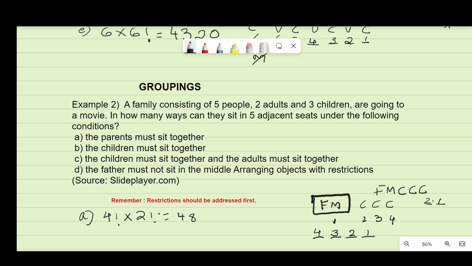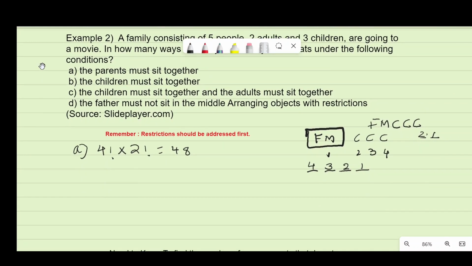Okay. Now B. The children must sit together. So now the grouping is different. The children must sit together. So if the children must sit together, that means the children is going to be the new pack. So here now the pack is going to be the children. So we are going to say children, 3 children in 1 pack. And we call it as 1.